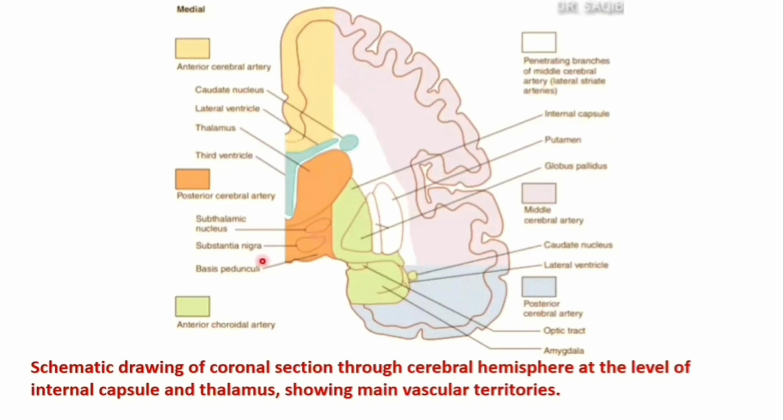I thank you very much for listening to my lecture. And this is the picture in the last, very important. And this is the color-wise distribution, the schematic drawing of a coronal section through cerebral hemispheres at the level of the internal capsule and thalamus. It shows main vascular territories. You can identify these colors and you can learn, and I don't think there is any point left for me to discuss with you. You can see this picture afterwards and interpret it in view of my whole lecture previously.